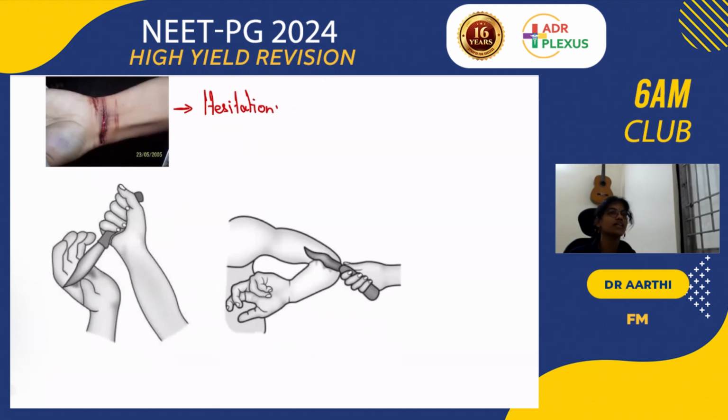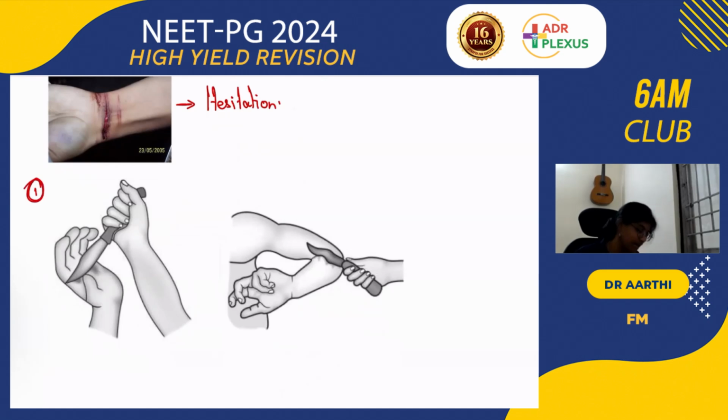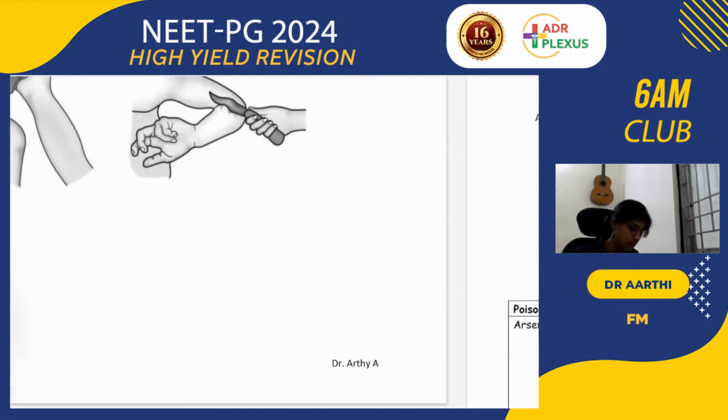Now defense wound can be active or passive. This image, one is what? Active or passive? Very good. One is active, where the person is trying to actively catch the weapon. Passive is when they are trying to just protect themselves. So this is passive. Okay, let's go ahead.